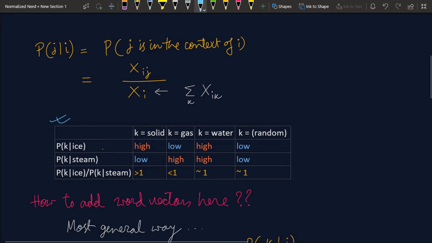And if we really count this from a corpus, we find that it is high. Well, obviously it will be high because ice is a solid material, but whenever we calculate gas with ice, it will be low. But whenever we are calculating water with ice, it will be high again. Why? Because water is related to ice. And whenever we are computing a random word with ice, there is no correlation, so obviously this probability will be low. Now in the second row, I am just taking steam, and there is no relation between solid and steam, so it will be low. But here it will be high because here we have gas. And notice here that for water it will be again high because water is related to both ice and steam. And for the random word, again, it will be low.